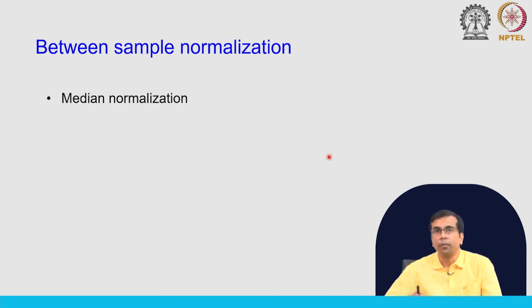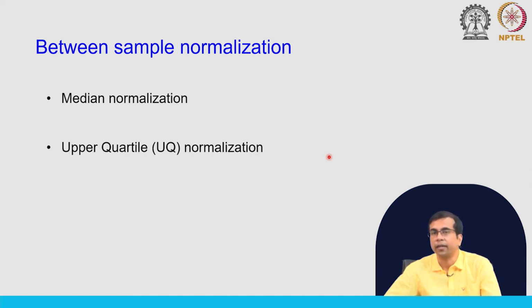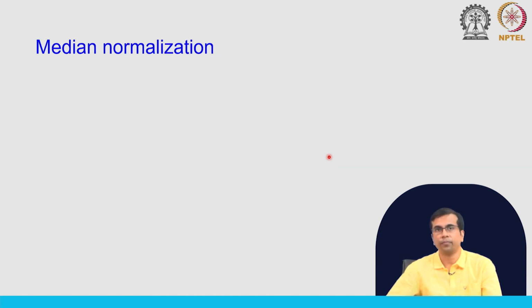Now, we will talk about these two methods today. Of course, there are many more methods, more sophisticated ones that we will talk about in the next class. So, the first one is called the median normalization and the second is called upper quartile or UQ normalization. So, let us now go into this median normalization and UQ normalization and see how the normalization is done between samples. Again, this will help you understand the more sophisticated methods in the next class. So, let us talk about median normalization.